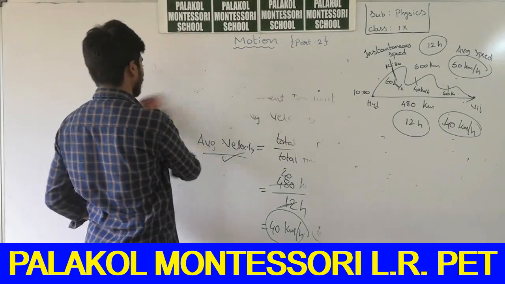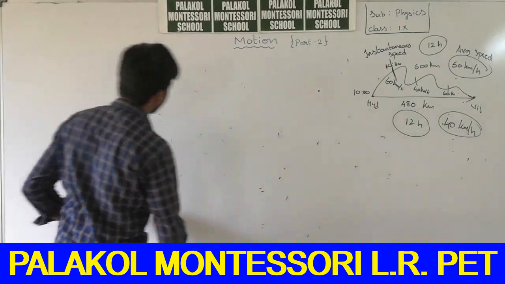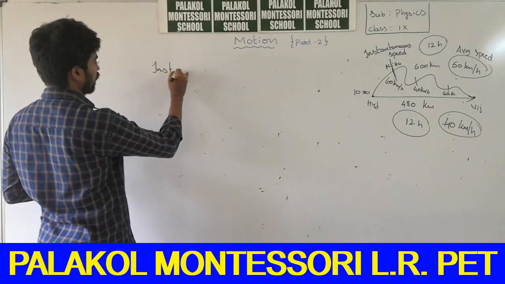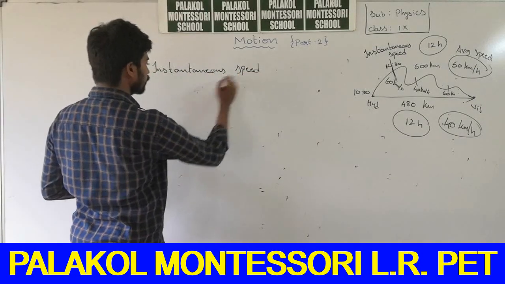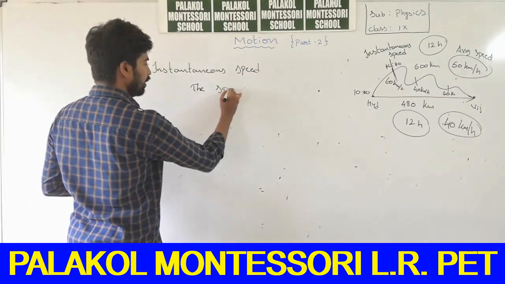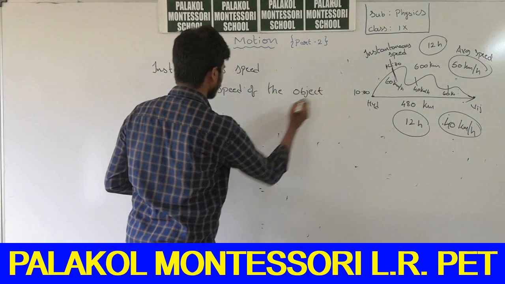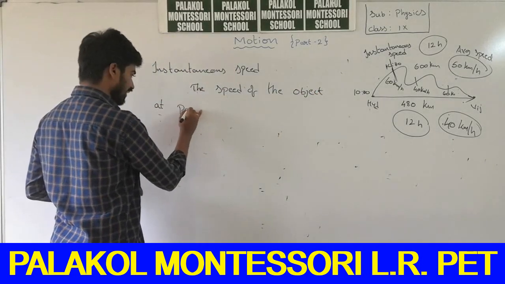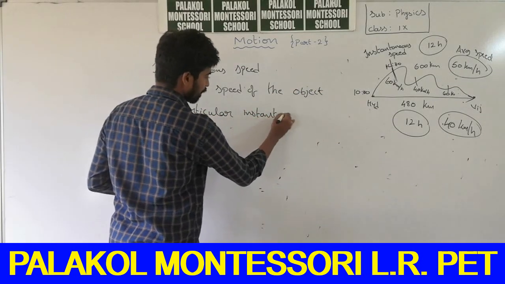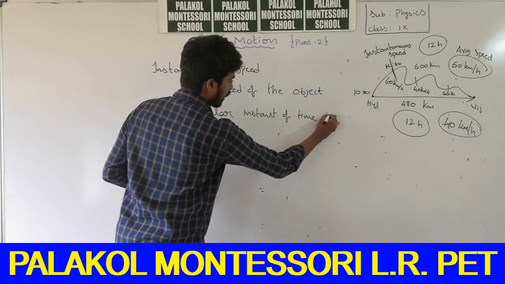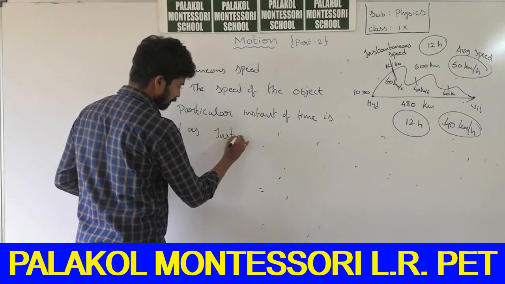Instantaneous speed: the speed of the object at a particular instant of time is called instantaneous speed.